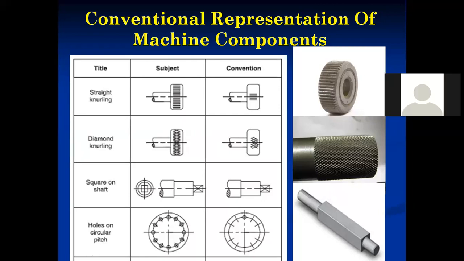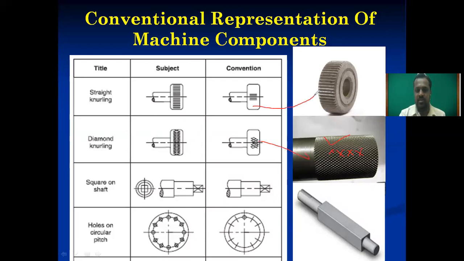Now see, knurling is nothing but a structure, and we provide that structure on the surface of the machine component for proper grip. This is called knurling. We provide such a structure on the surface of the machine component, and when the structure is crosswise, that is called diamond knurling.